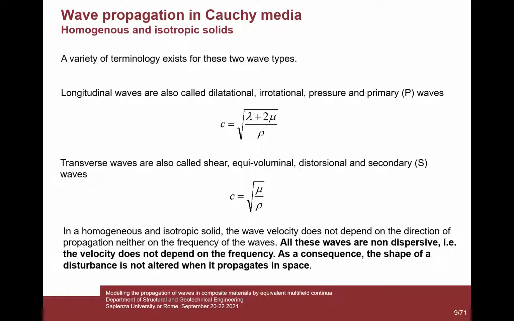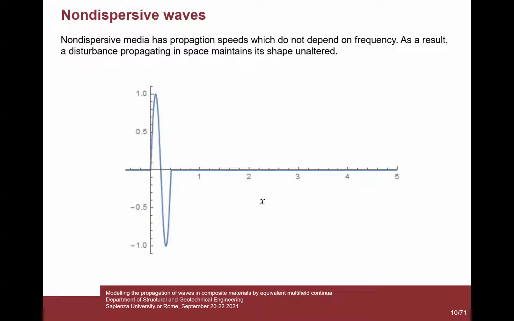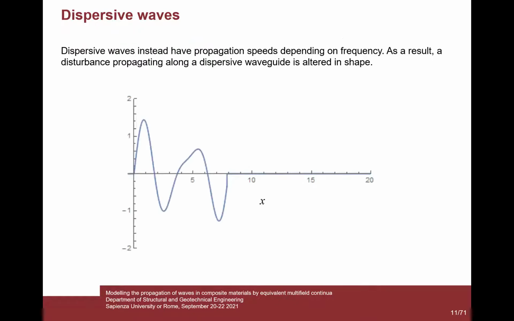It is interesting to observe that in a homogeneous and isotropic solid, the wave velocity does not depend on the direction of propagation, nor on the frequency of the waves. All these waves in a Cauchy medium are non-dispersive. Non-dispersive means, as I said, that the wave propagation does not depend on frequency, and this has a consequence. The consequence is that a given disturbance doesn't change its shape while it propagates in the medium. This is an example of a non-dispersive wave.